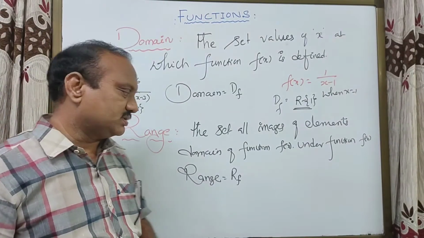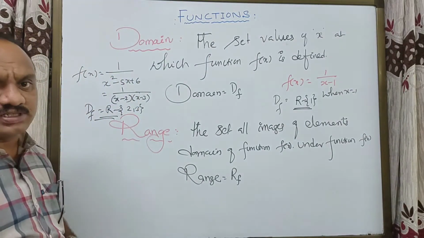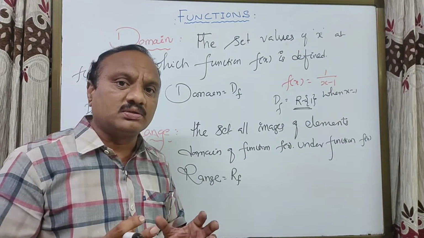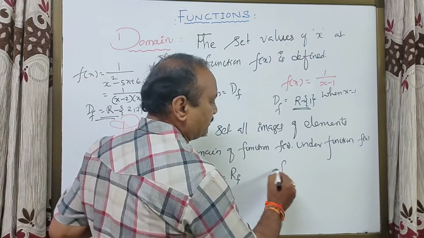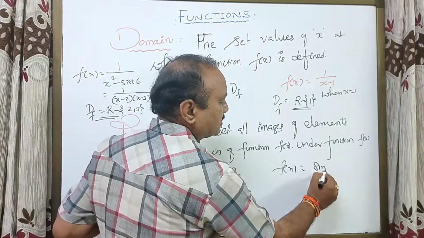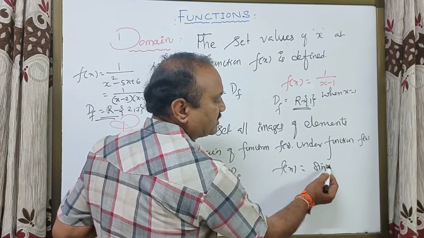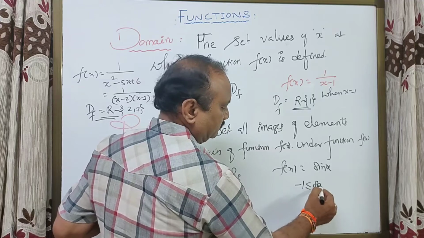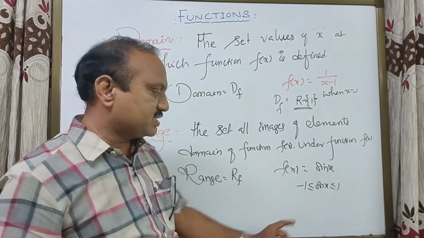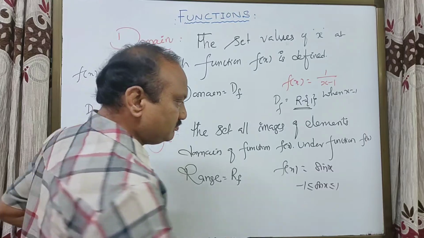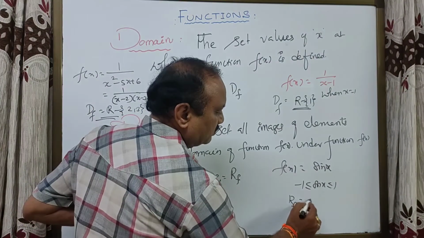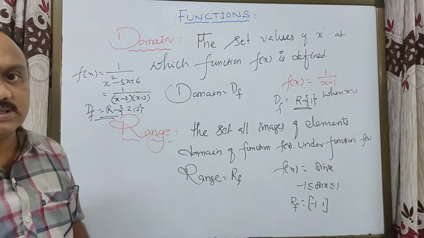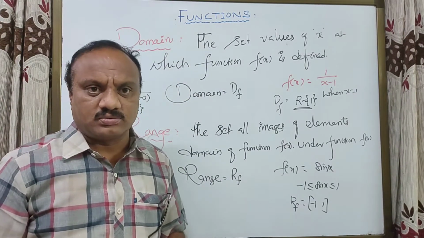How to find the range of the function? Dear students, for some standard functions we know the range. For example, let us take f of x equal to sin x. Whatever x may be, the sin value always lies between minus 1 and 1. So the range of sin x is minus 1 to 1. Like this we can calculate range. We will see some examples now.